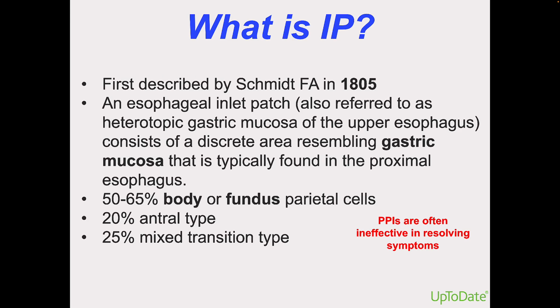So, the inlet patch was described more than 200 years ago. Long story short, this is a gastric mucosa localized in the upper esophagus. The majority of IPs contain parietal cells, but the rest may not. And in these cases, PPIs are often ineffective in resolving symptoms.